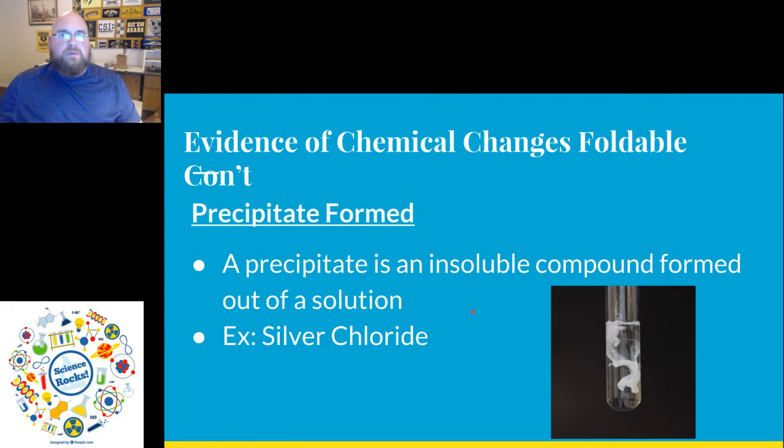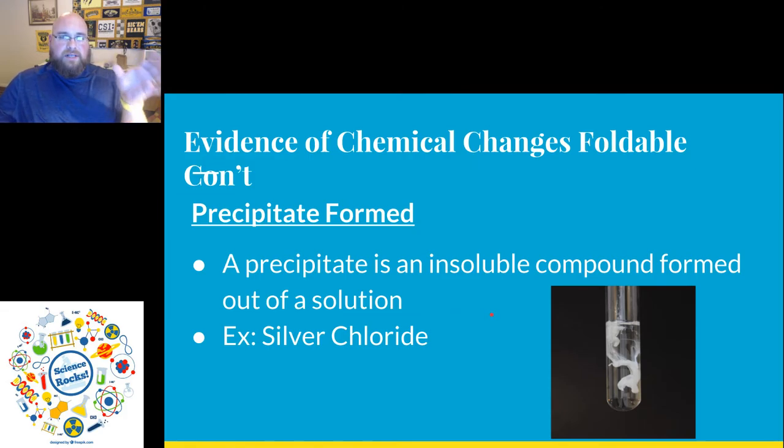The next is a little bit more difficult. We don't usually pay attention to these as often, but this is one example of a chemical change happening, when what is called a precipitate forms. A precipitate is an insoluble compound, so it does not dissolve in the liquid solution that surrounds it. This compound forms out of the solution.